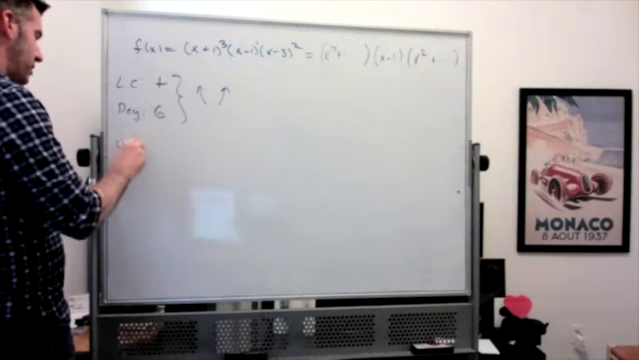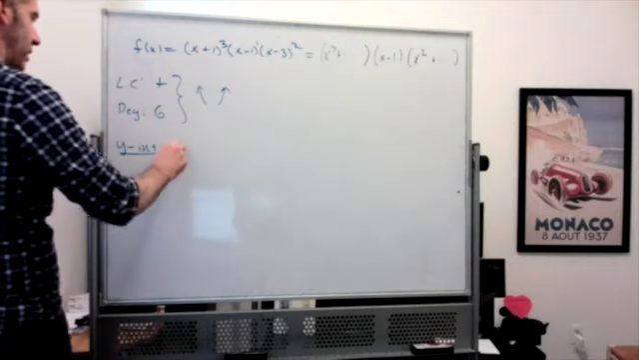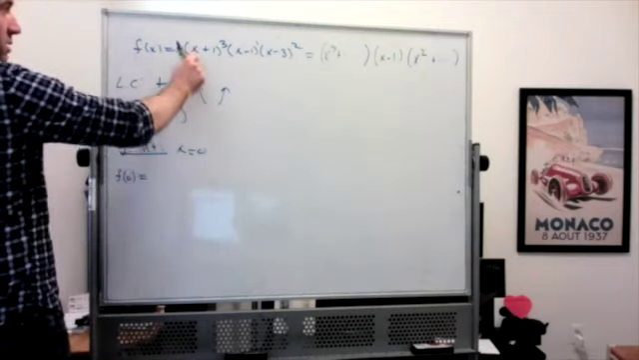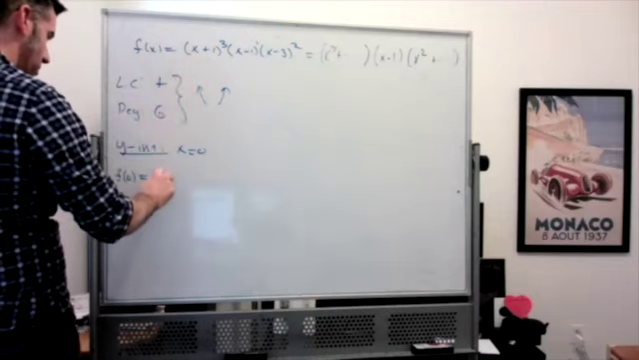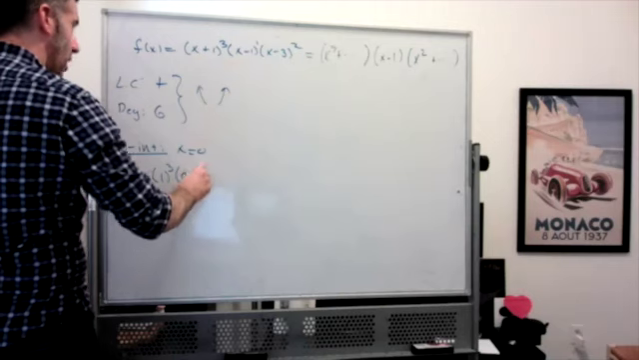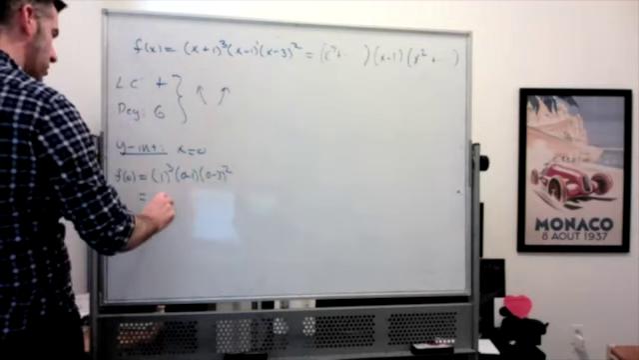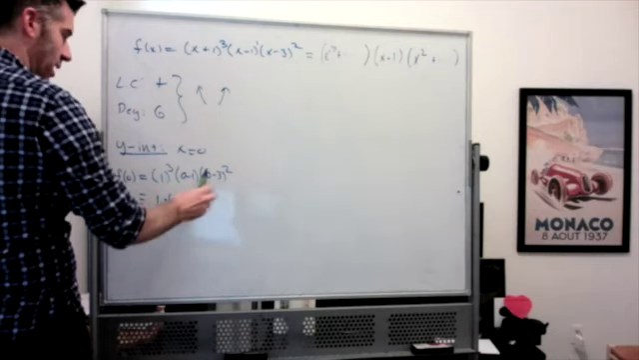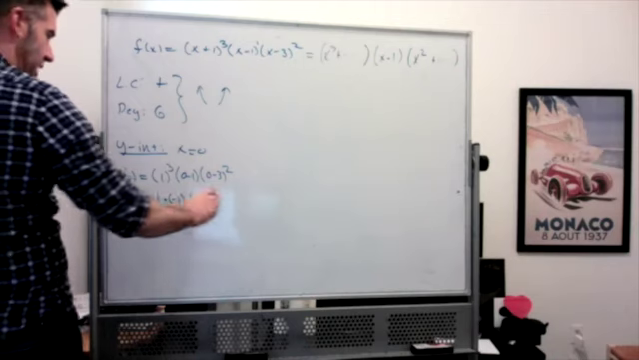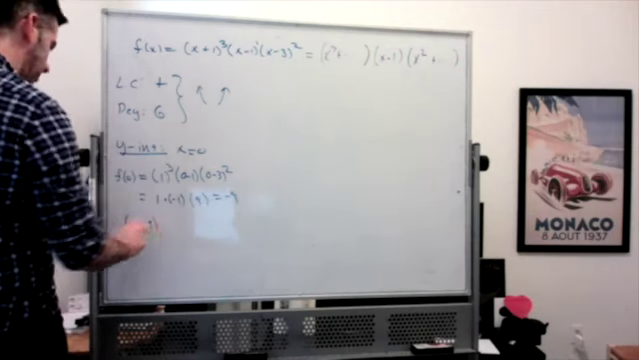My y-intercept is not going to be zero. So we're going to plug in x equal to zero. F of zero is going to be zero plus one cubed, so one cubed, zero minus one, and then zero minus three squared. So I'm going to get one times negative one, and negative three squared is positive nine. So one times negative one times nine is negative nine. My y-intercept is (0, negative 9).